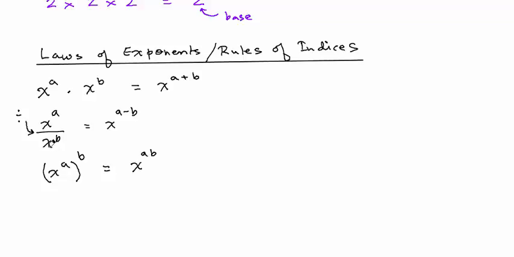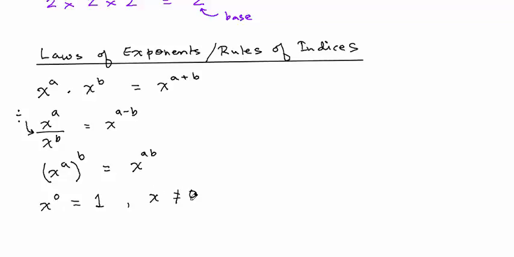As long as x is not equal to 0, and if you set a equal to b, this is going to be equal to 1. Now, if you set a equal to b on this side, we have x raised to the a minus a, which is x raised to the 0. So here's an important derivation: x raised to the 0 is always going to be equal to 1 as long as x is not equal to 0.